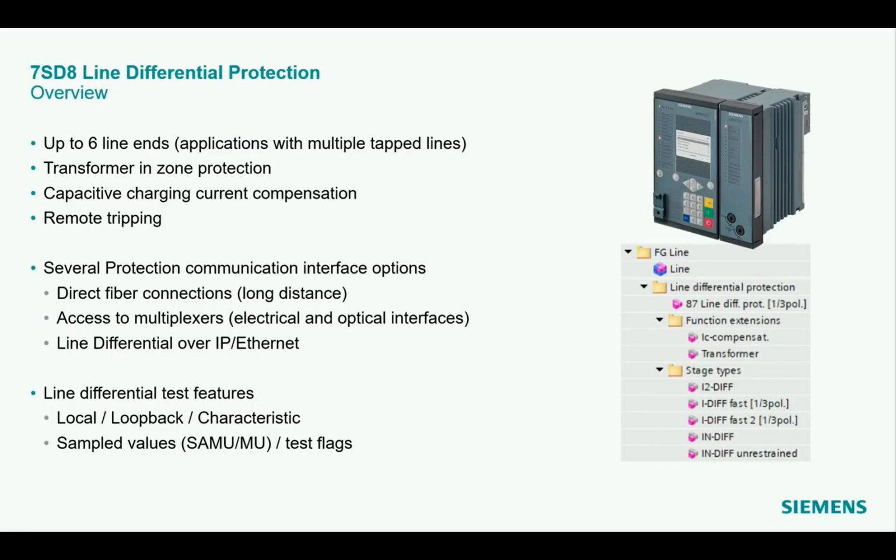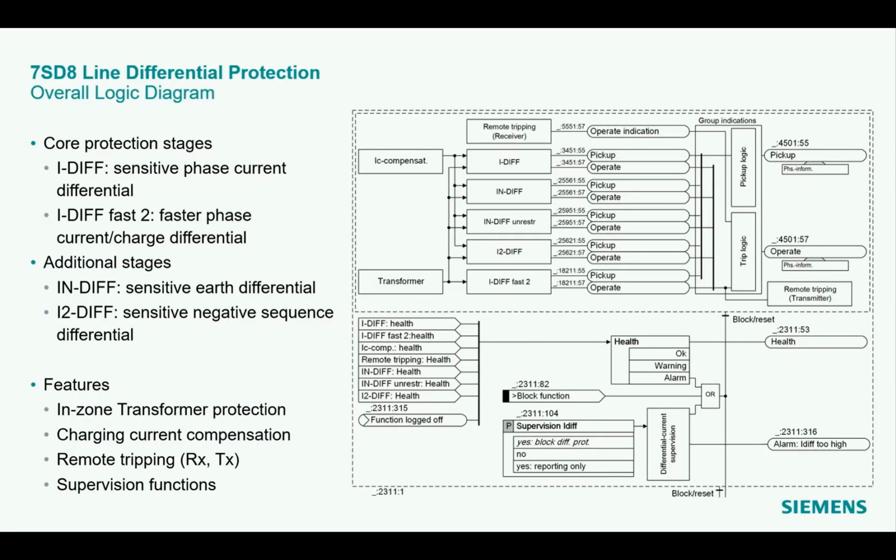On the right-hand side, you see the structure in DIGSI 5. The line differential protection is grouped inside the function group line with all its function extensions and the protection stages. The interconnection of the protection stages is shown in this logic overview. The core protection stages are the I-DIFF and the I-DIFF fast. The I-DIFF is more sensitive but slightly slower than the I-DIFF fast 2. For compatibility with CProtect 4, we also provide the I-DIFF fast. The difference between both stages is explained a bit later.